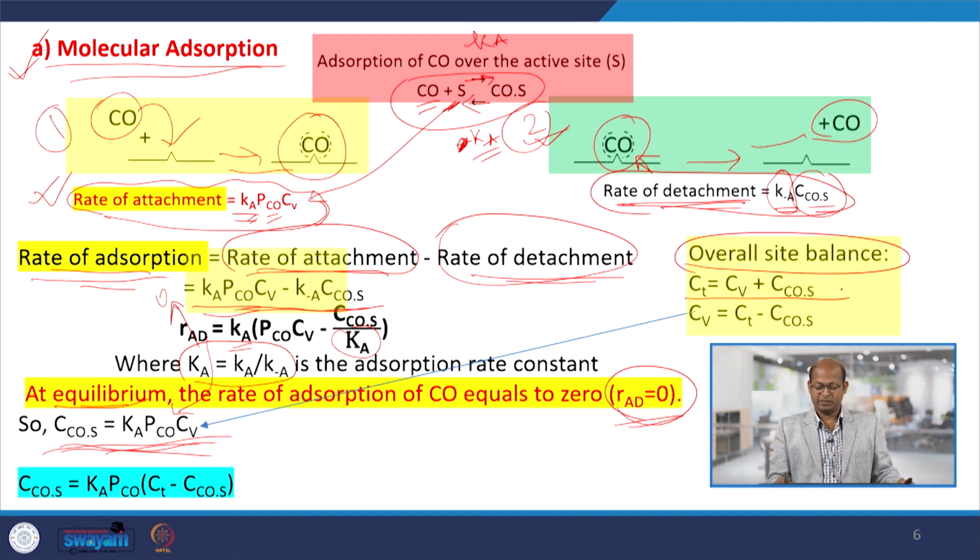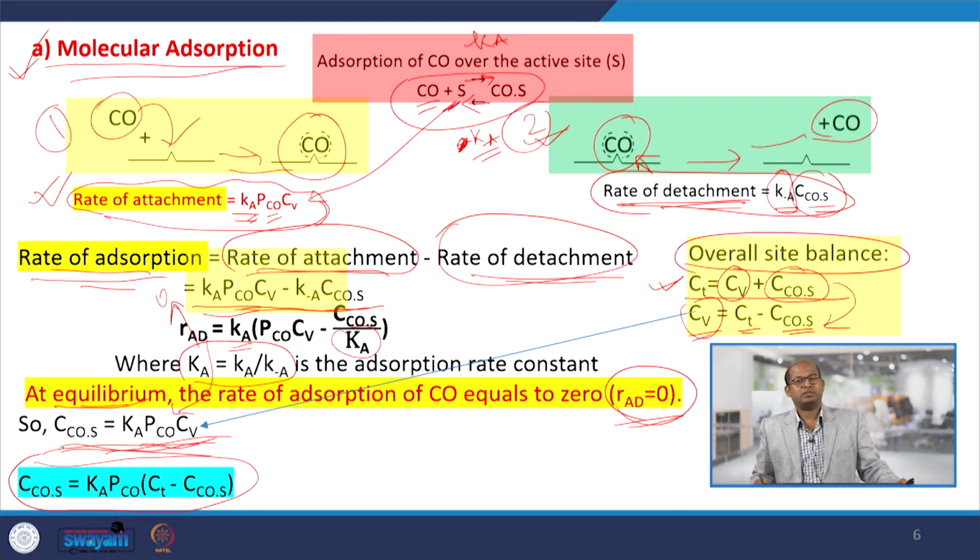So, the total site balance: C_T equals vacant, or unoccupied, sites plus occupied sites, that is the total sites. So, this way we can rearrange these equations, and we can get C_V on the left hand side, and on the right hand side C_T minus C_CO,S. So, C_V we can substitute here in this equation. Then we can get this. So, on the left hand side, the concentration of the sites occupied by the adsorbed CO we can express this way. Okay.